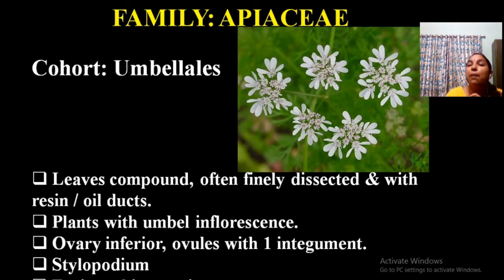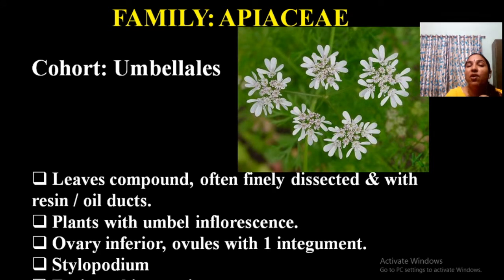And plants with umbel inflorescence. You know what is umbel inflorescence? A common stalk and inflorescence at the apex. Umbel inflorescence, flowers at the apex. And plants with umbel inflorescence, and ovary is inferior with ovule with one integument only. Presence of stylopodium. These are the typical features.